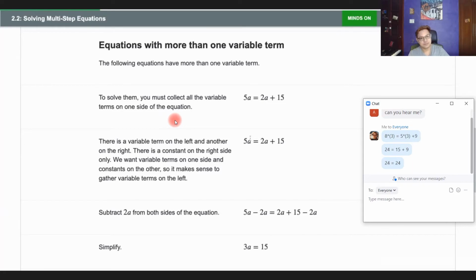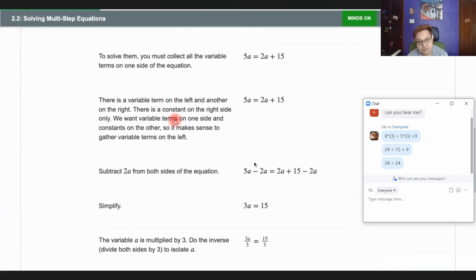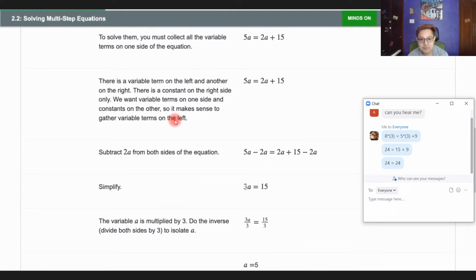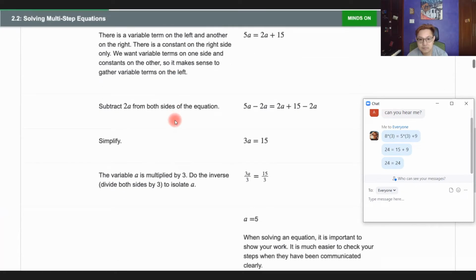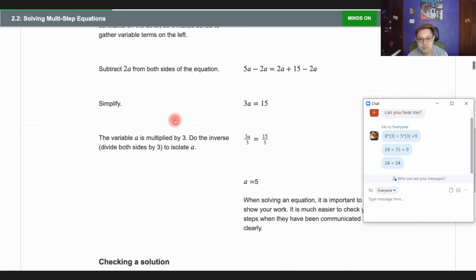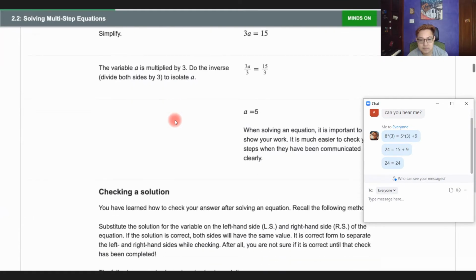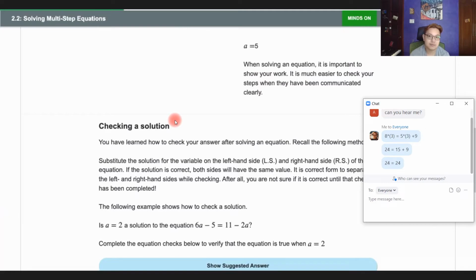Take 2a and bring it to 5a and subtract it. So then we have 3a equal 15, and then bring 3 to the 15 and just divide by 3, and it's equal 5, so a is equal 5. If you want to, you can plug it back to recheck, but I don't think it's wrong here because this stuff has to be right. Checking a solution.